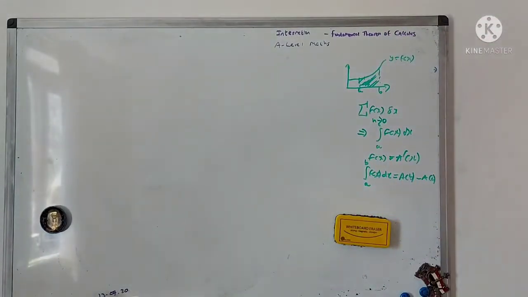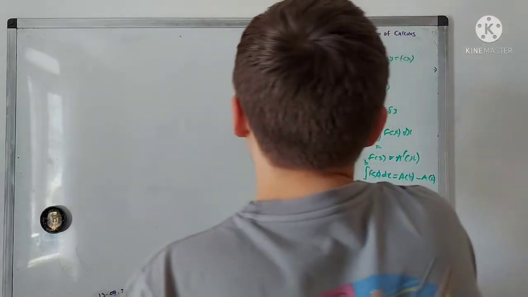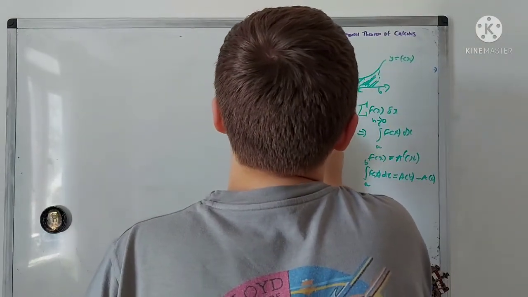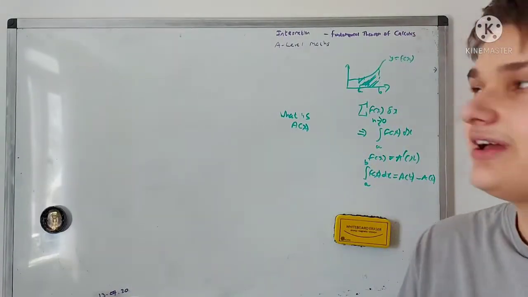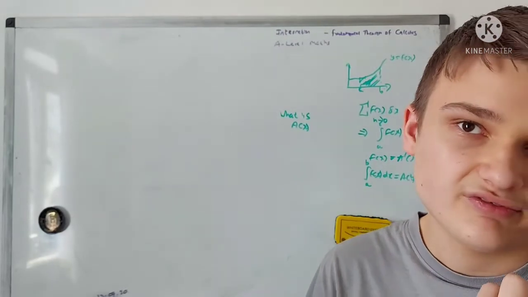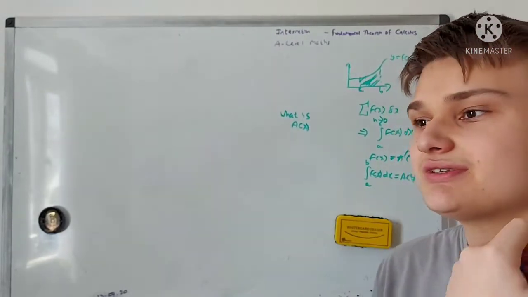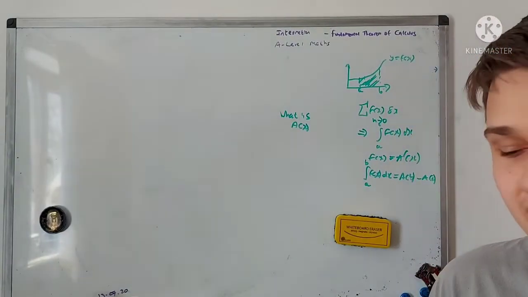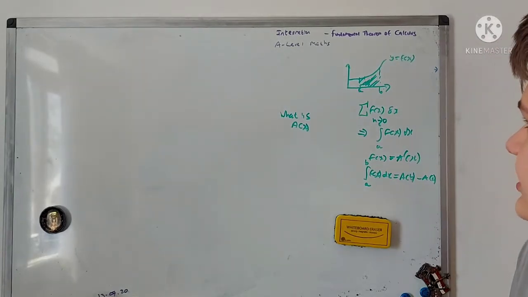So the question we have to ask ourselves now is, what is A of x? What is it? And A of x, you'll find, is the function itself. So we're going to look at this when we actually start looking at some proper integrals. This is a nice start to what we're going to look at in this section.